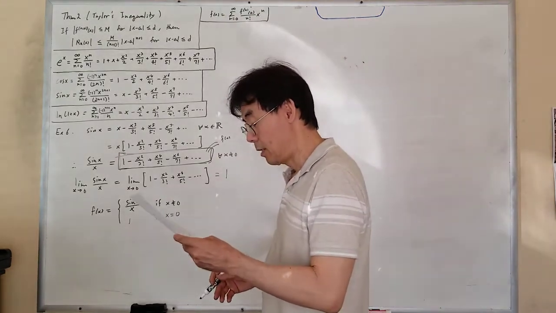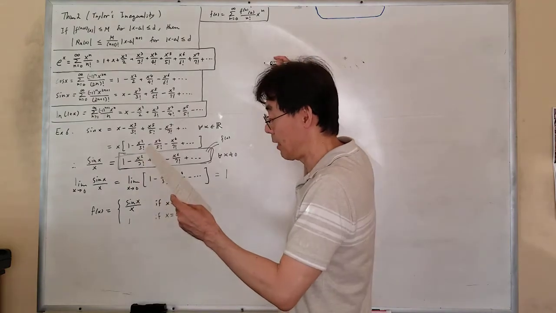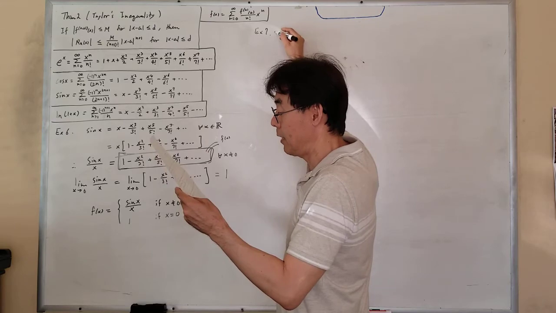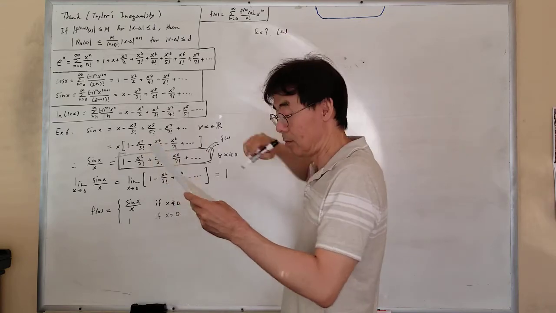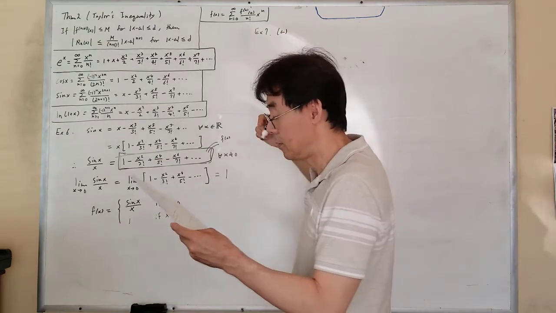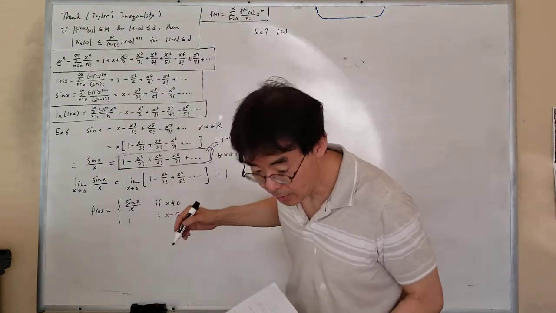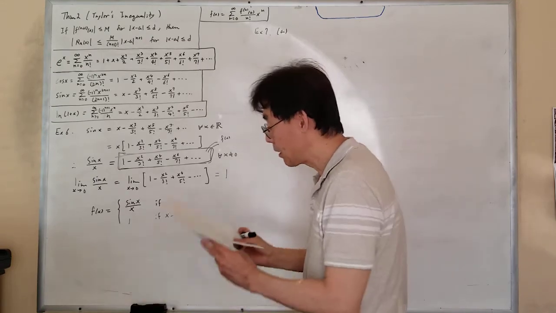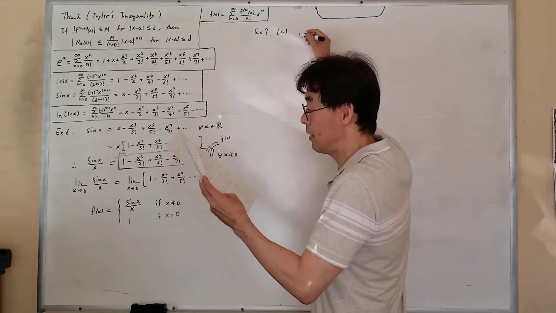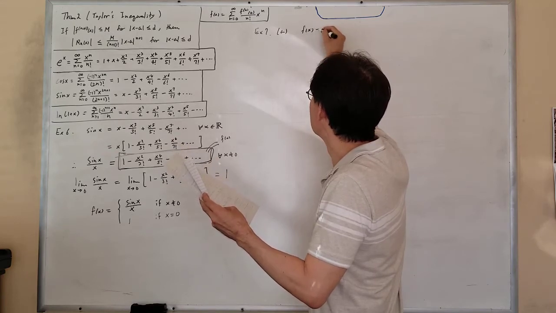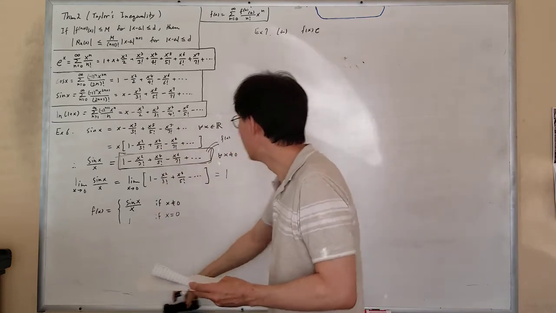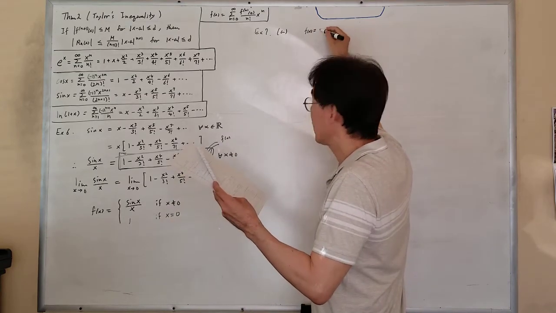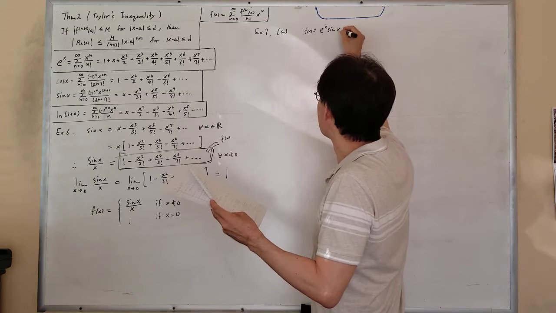Okay, now example 7. A. Find the first three non-zero terms. Now here, if you take page 10, the second method is the usual one. F of x equals e to the x sine of x.